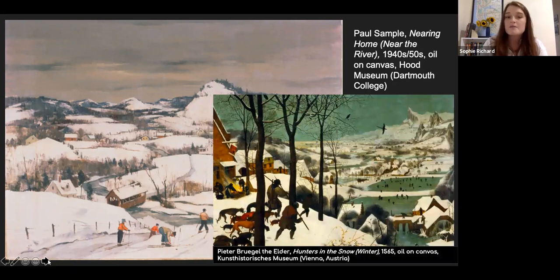Notice a similar treatment of the snow and active motion into the scene. Both artists put nature in the center of the composition and humanity on the periphery. Bruegel often scorned the spirit of material enterprise in 16th century Flanders, and Sample certainly prioritizes, at least in this work, a natural beauty over the interruptions of industry.